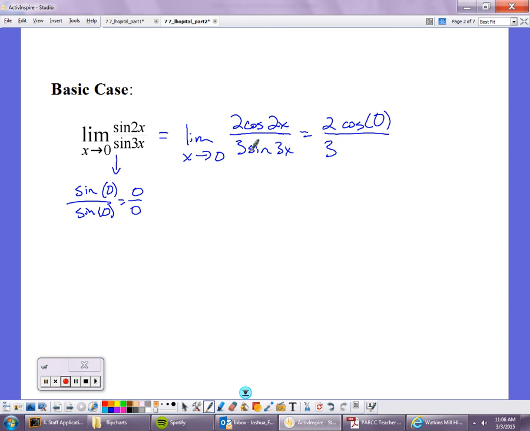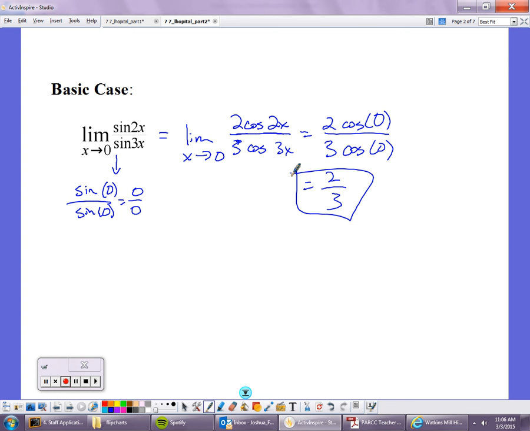3 times, oh, I messed that up. That should have been cosine. You probably already saw that. 3 cosine 3x. So I get cosine 0, and cosine 0 is 1, so I end up with just 2/3. Great. So there's my limit. Used the L'Hopital, just needed to use it once.